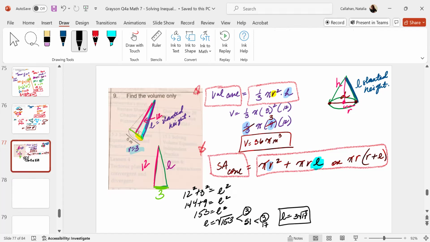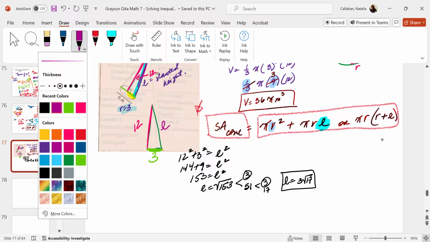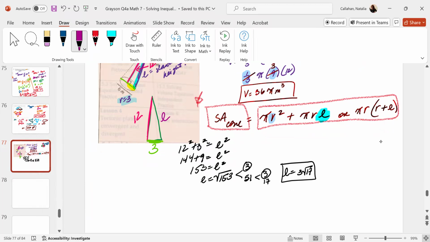I want to hear pianomatics. Go. No. Piano first. Make a note of all of it, and now that you have L, plug it in. Radius was 3 squared. 3 times 3, square root 17. Go ahead and simplify that.